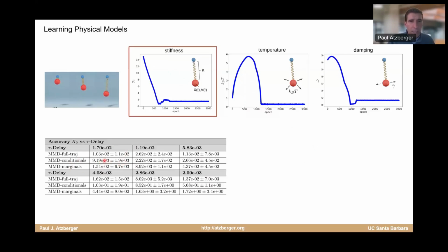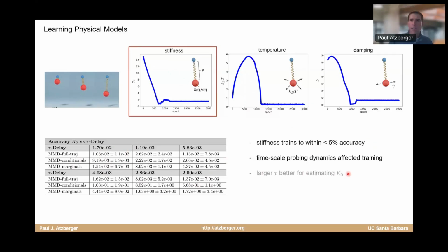We get very good accuracy for large time scales because there's sufficient sensitivity to stiffness, whereas as we go to very small time scales, essentially that learning signal that you would get for determining the stiffness parameter is getting washed out by other things like the thermal fluctuations and the damping. So these are important hyperparameters to keep in mind when training on these stochastic systems. This just shows we get a very accurate result for stiffness.